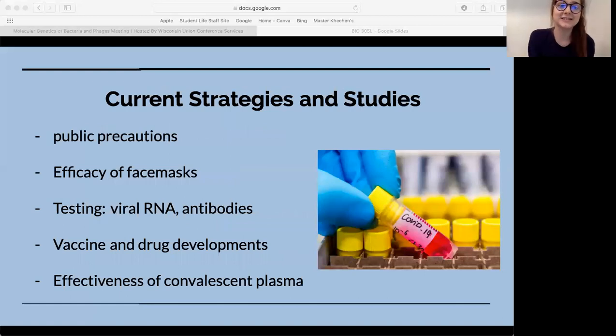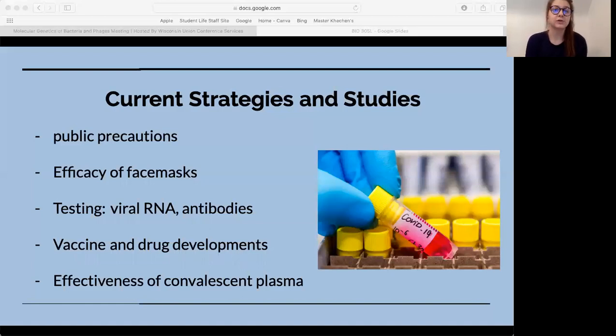The current strategies and studies, the common public precautions you've been hearing about: wearing masks to prevent aerosolized transmission, social distancing, hand washing, not touching your face to try to prevent spread into the mucosal membranes. You've heard all of those. They are in practice, hopefully, by most people right now.